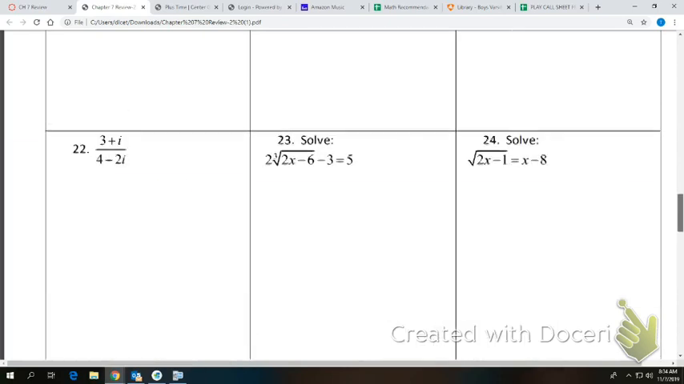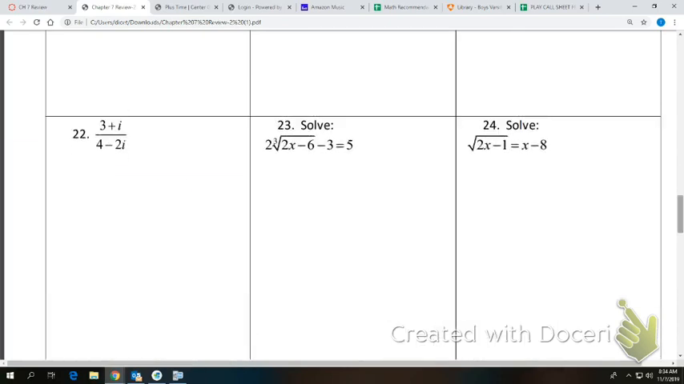Let's do a solve one. Let's do 24. I know we already did one on the board, but let's do one more. So let's get rid of this radical. Let's square both sides. And now I have 2x minus 1 equals, and then this binomial squared is x squared minus, what would that be, 16x plus 64, yes?